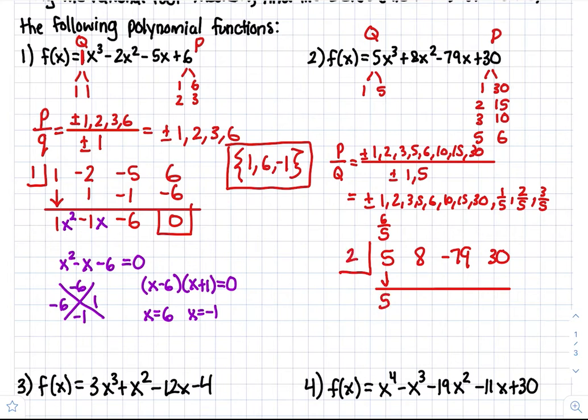So it kind of makes me think we should do a bigger number. Let's go ahead and try 2. Drop down the 5. Again, you are picking numbers from this list, right? You're just picking random numbers from this list and seeing what will give you a 0. 2 times 5 is 10. 10 plus 8 is 18. 18 times 2 is 36. 36 plus negative 79 is negative 43, and unfortunately that is not going to work either because it's not going to give you negative 30.